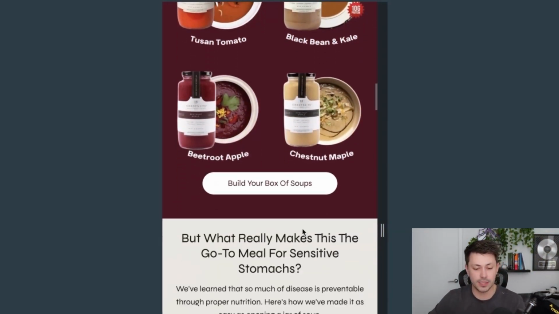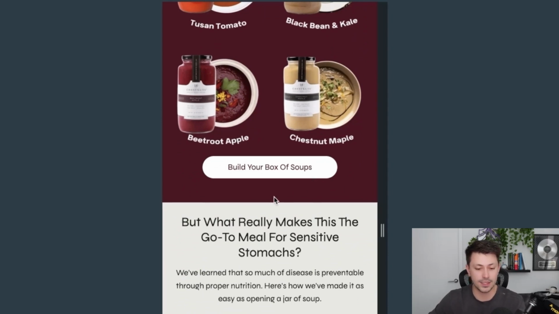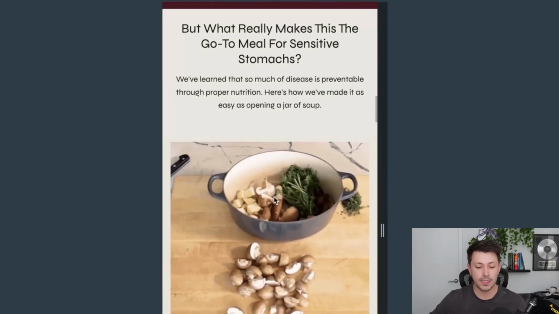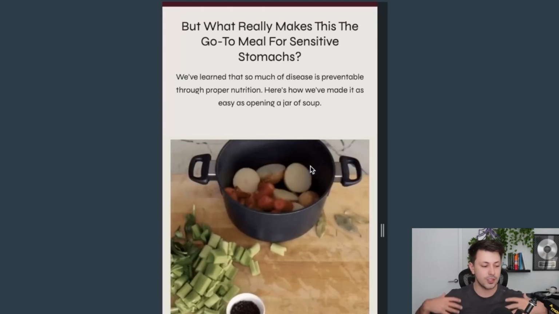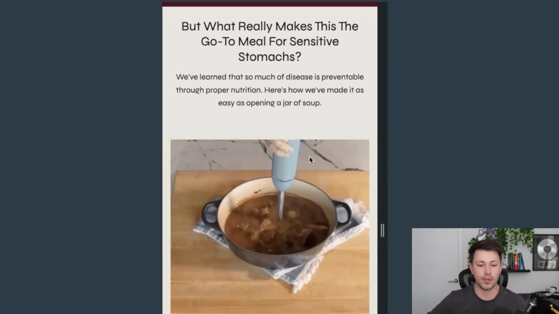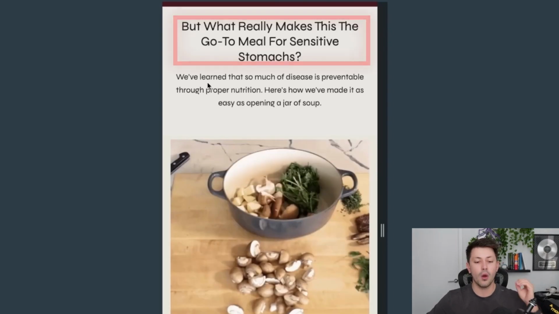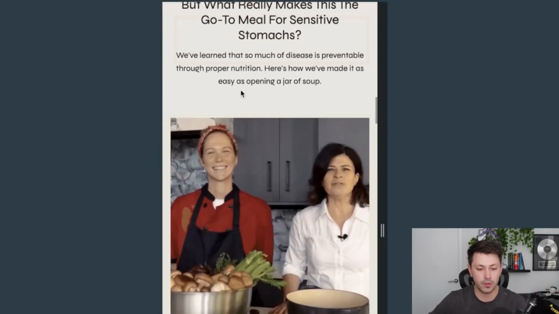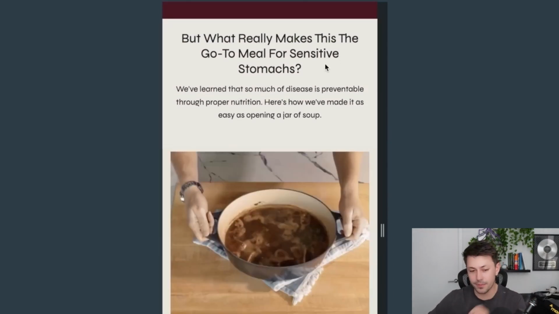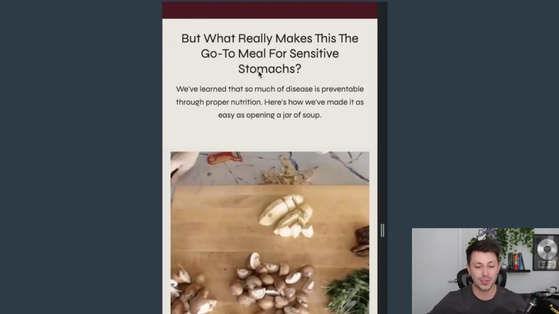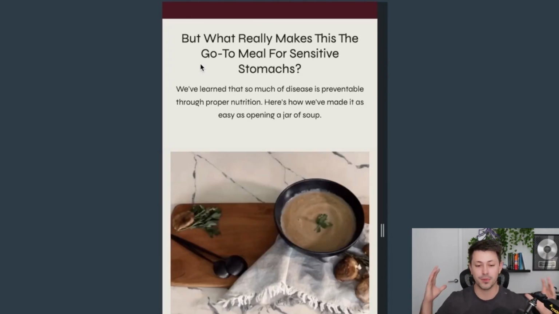Now, if we dive deeper into this, you'll notice there's some subtle CTAs here where we're telling them to build their box of soups. But this is the section that I want to get into that, again, just really is going to resonate with our audience because we're calling out right up top what really makes this the go-to meal for sensitive stomachs. And again, this was something that I pulled from doing research. And this was something that I saw. I was like, wow, this is a perfect way to say this.